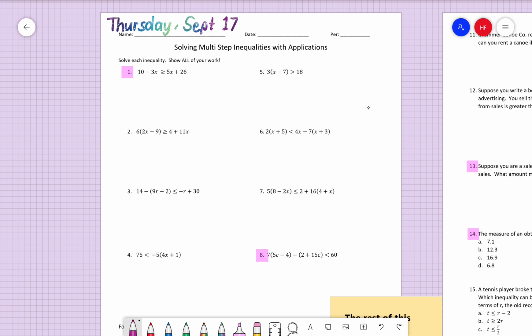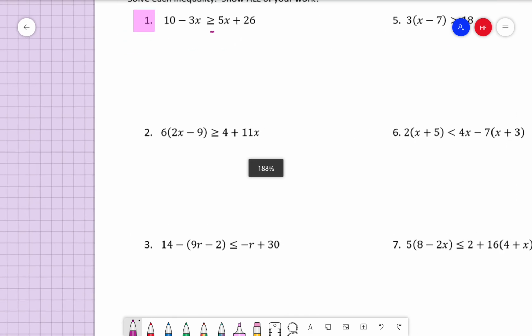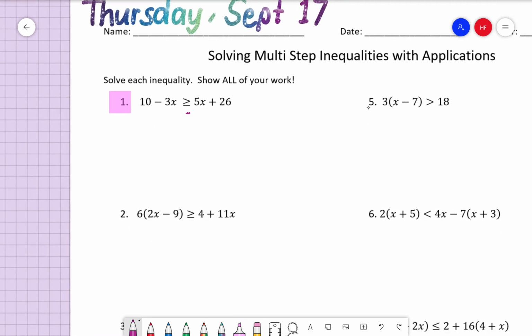On this one, we've got variables on both sides. So let me zoom in some more. I want to get all my variables on one side. So I'm going to subtract 5x. I get 10 minus 3x minus 5x. Negative 3x minus 5x is negative 8x, greater than or equal to 26.